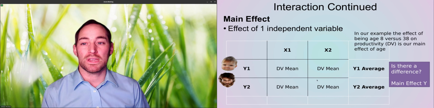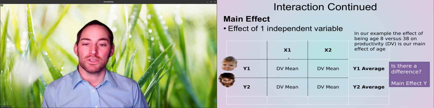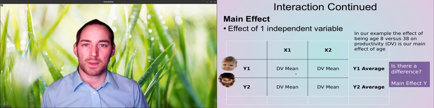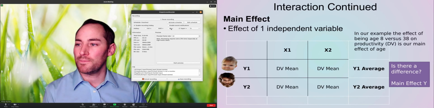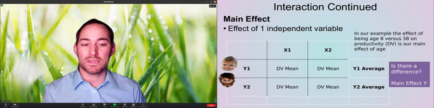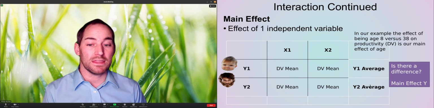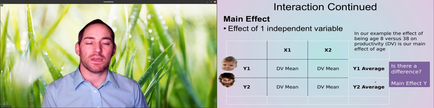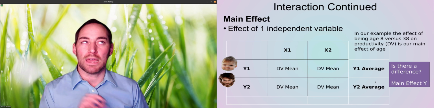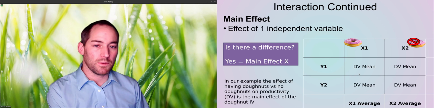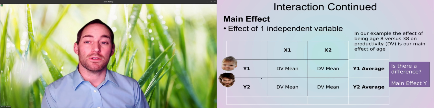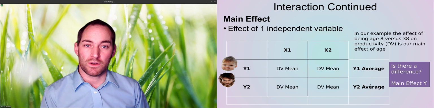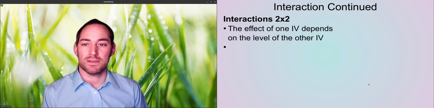So here, we can also look at the main effect of age. So ignoring the donuts, some of these people had donuts, some of these people did not have donuts. We take the 8-year-olds mean here, the 8-year-olds mean here, we average it together and we see, hey, is this different than this average? That would give us the main effect. That would tell us if age is having an effect. So again, we can look just at the main effect of donuts. We can look at just the main effect of age. Is there a difference? Yes, that means there's a main effect.